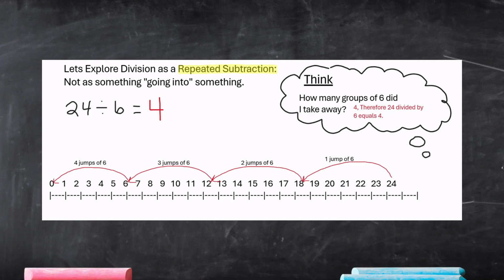So as you can see here, our first subtraction, or our first jump of 6, starts at 24 and goes back to 18. And our next jump then goes from 18 to 12, and then from 12 to 6, and then from 6 to 0. That's a total of 4 subtractions of 6. Therefore, the answer to this division problem is 4.